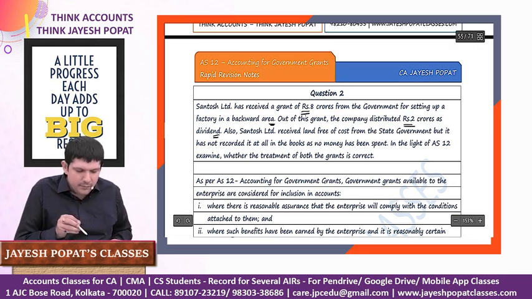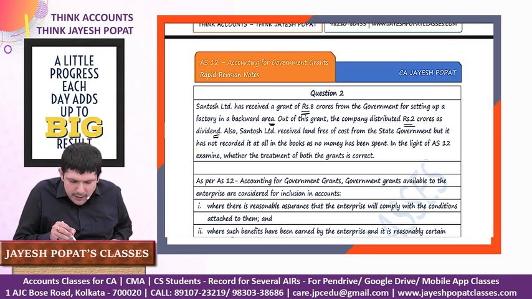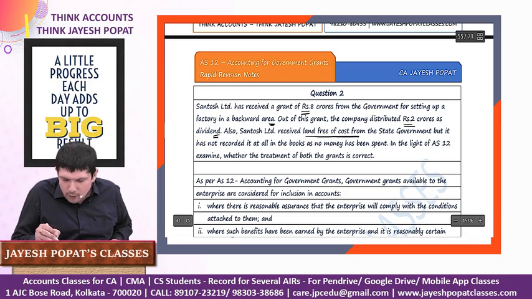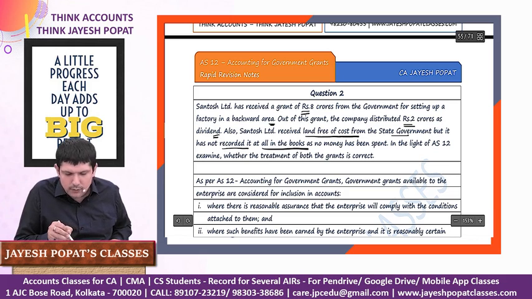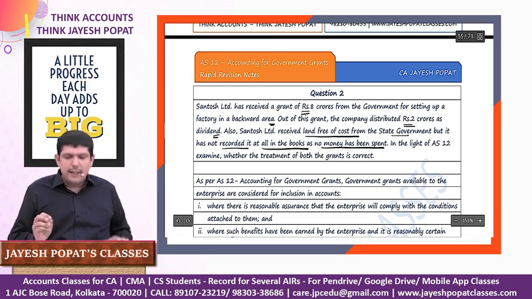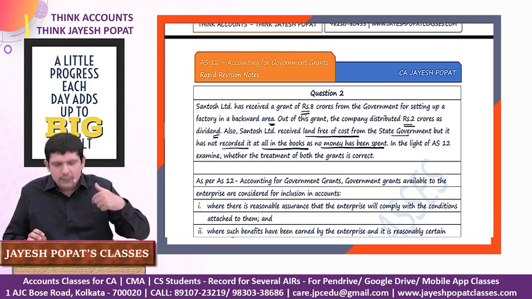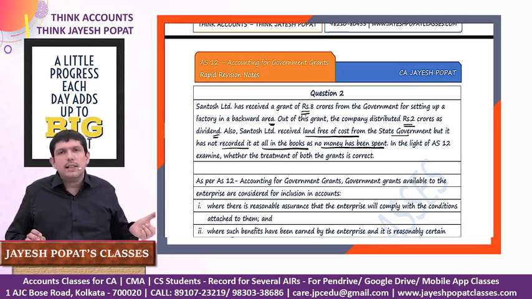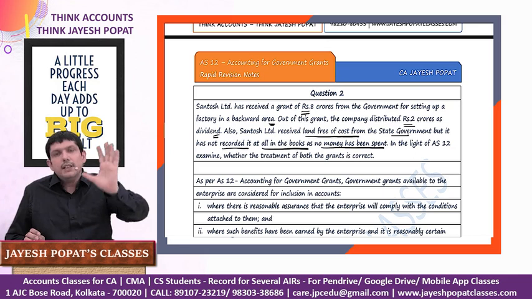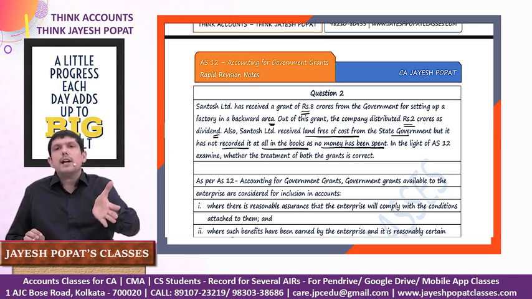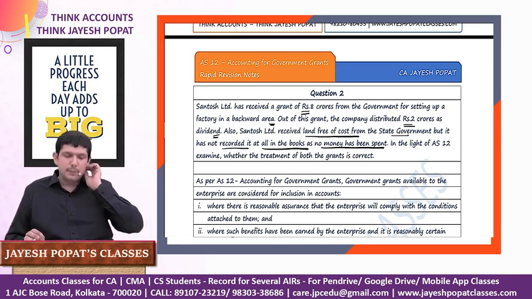as dividend. Also, Santosh Limited received land free of cost from the state government, but it has not recorded it at all in the books of accounts as no money has been spent. So two things. First, it has received 8 crore, out of which it has spent 2 crore by way of dividend. You cannot give dividend out of this because the government grant has to be used for the purpose. So it is for the purpose of setting up a factory. So this 8 crore is to compensate your capital cost. So it should be used for that purpose itself.